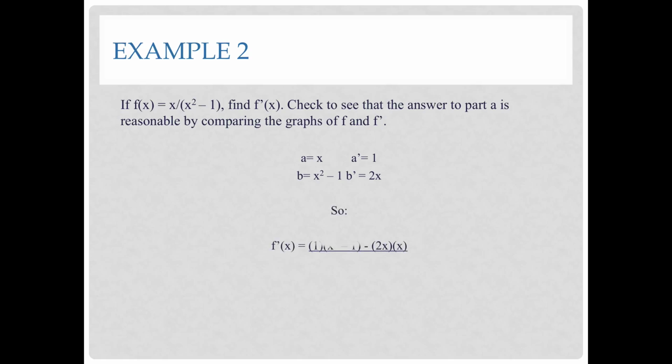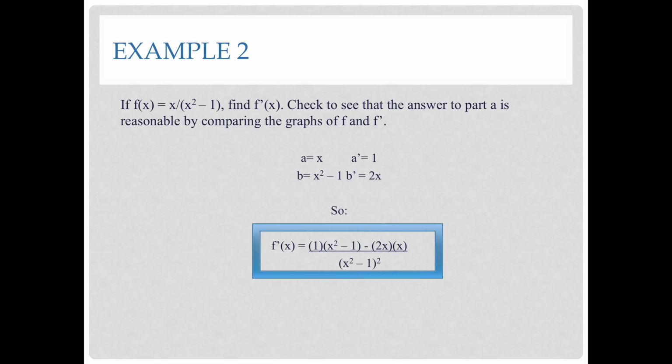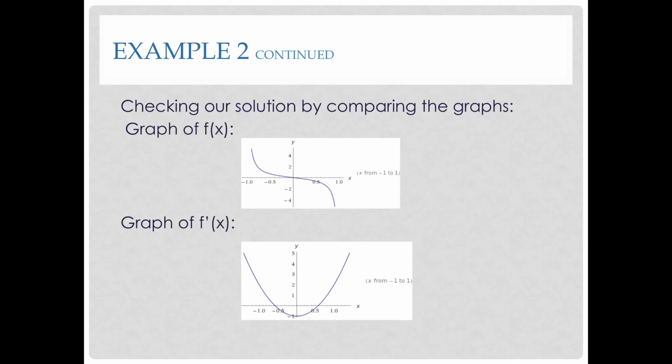So when we use the quotient rule, we get f prime of x equals 1 times x squared minus 1 minus 2x times x, all divided by x squared minus 1 squared. You can simplify further, but it's really not necessary.